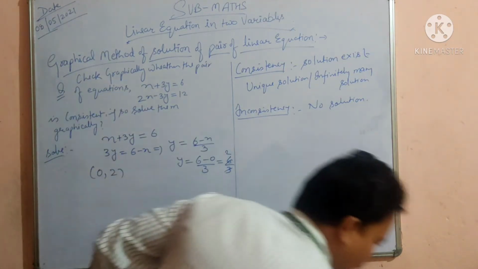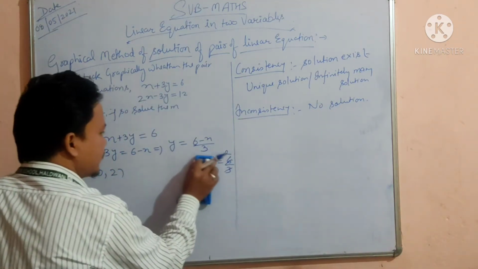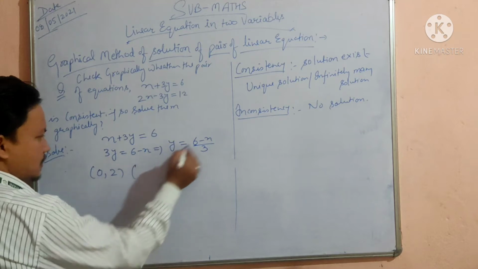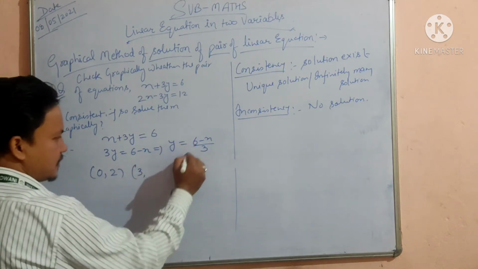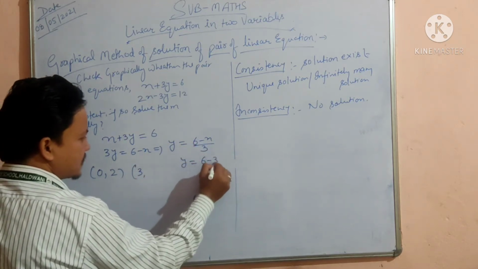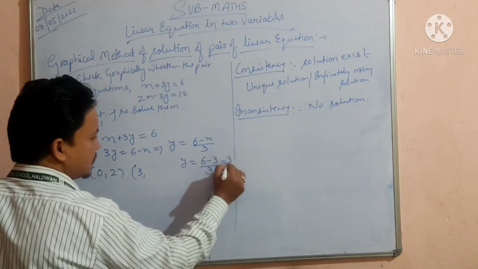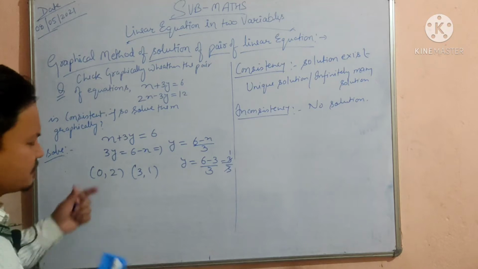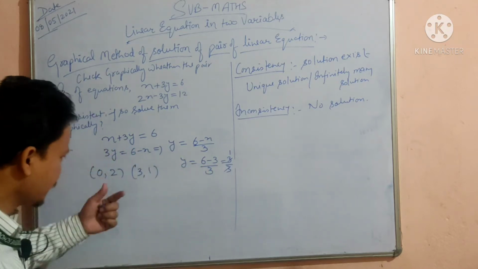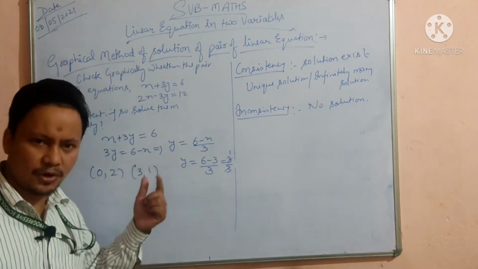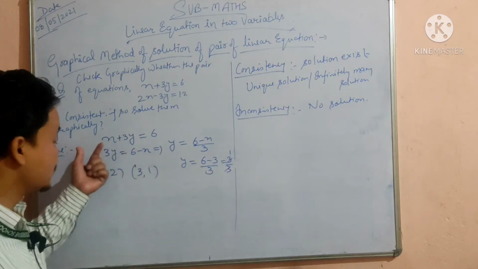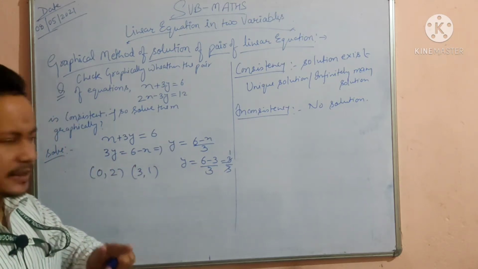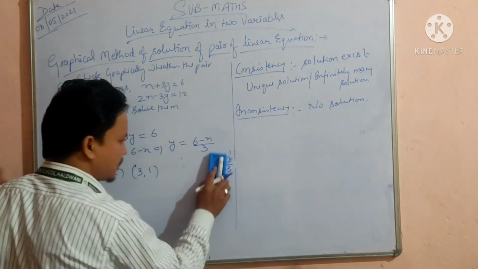And similarly, we can take some more values here. Second, if we take x as 3, then the value of y will be (6 minus 3) upon 3, that is 3 upon 3, that is 1. In such a manner you can find more coordinates, but we know that to plot the graph of any straight line, or any linear equation in two variables, at least 2 points are needed. Okay, 2 points are enough for your work.